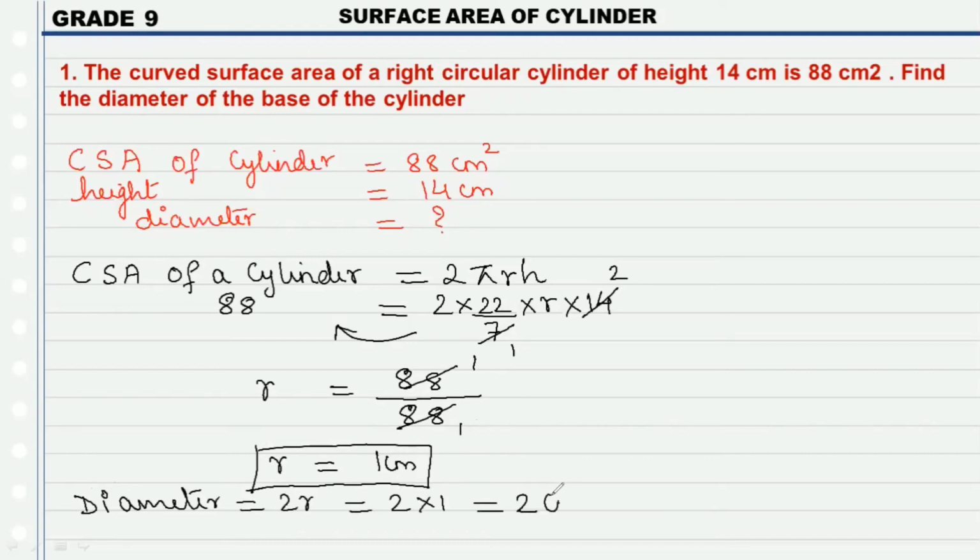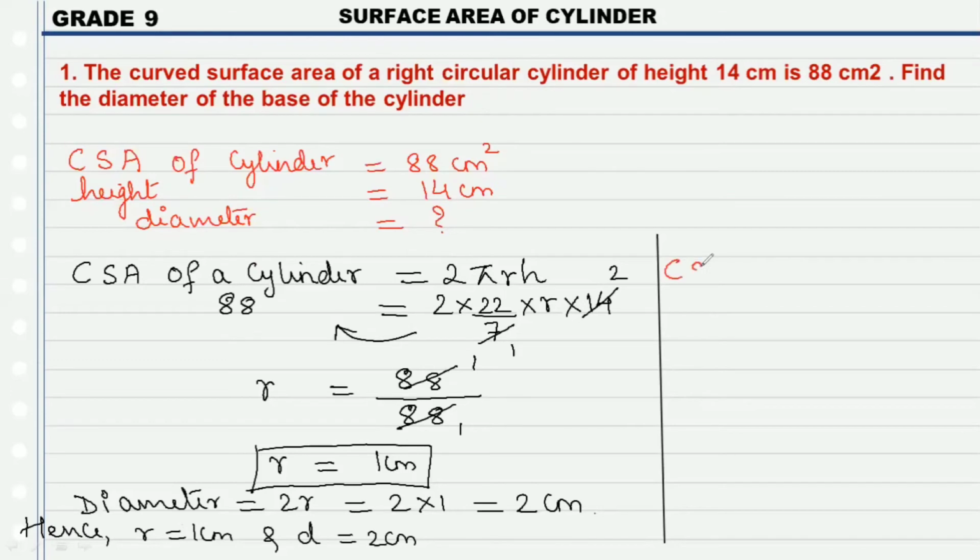That is 2 centimeter. So our answer is, hence, radius is 1 centimeter and diameter D is 2 centimeter. Now here students, instead of doing the same steps, you can just change your formula here. If you observe here, finally your formula is 2 pi RH, isn't it? CSA is 2 pi RH.